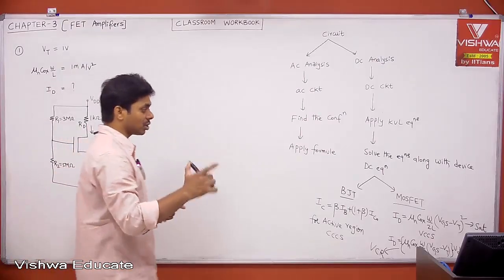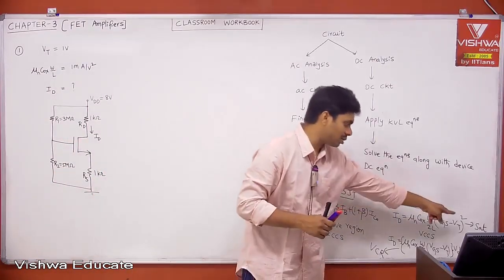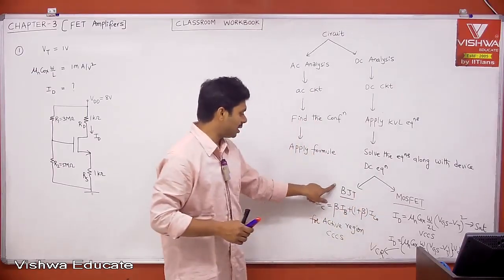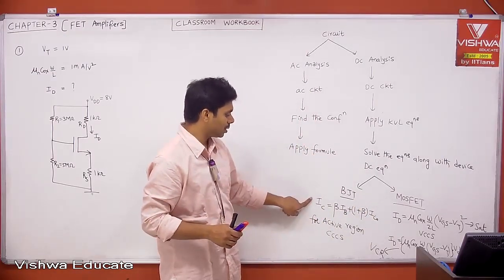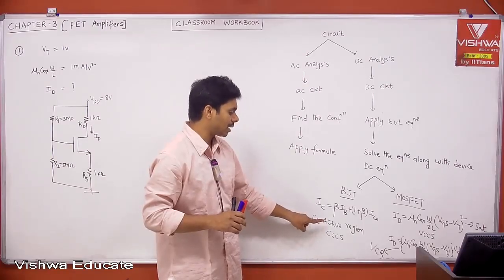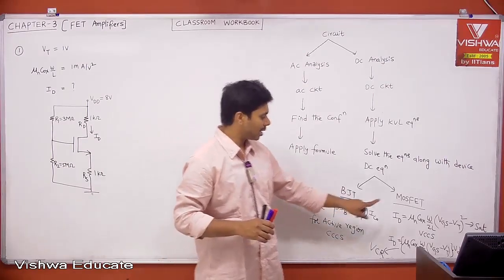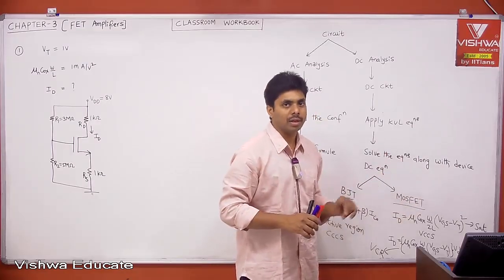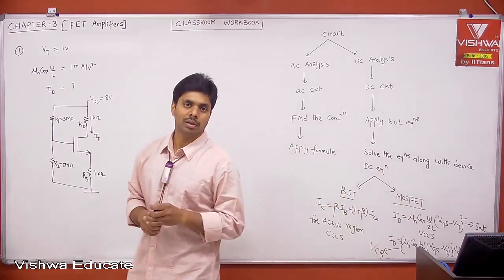Only when the MOSFET is in saturation do we have to use this equation. Only when the BJT is in the active region do we have to use this equation. I gave you the condition to check whether the transistor is in the active region or not. Similarly, I gave you the condition to check whether the transistor is in the saturation region or not. Those are all important.